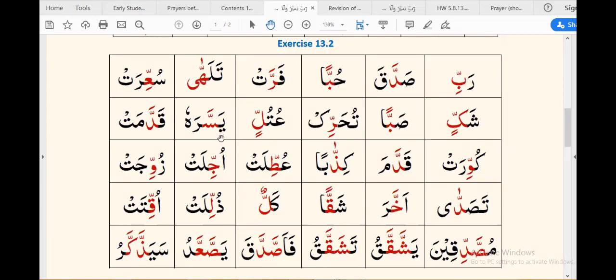Let's carry on. يسره. Yes, excellent. This is a separate ra, and then separately this is ha with an inverted dhamma. Okay, let's one more time all together.